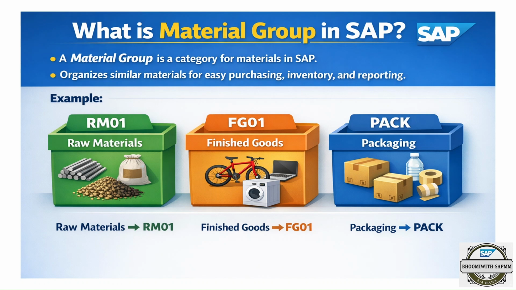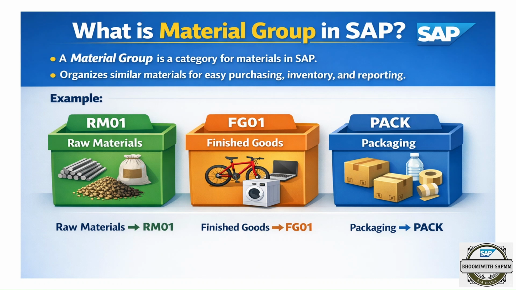For example, first, RM01 raw material: steel rod, grain, basic input material. Raw materials are items used in the production process. Second, FG01 finished goods. Finished goods are the final product sold to customers. For example, bicycle, laptop, washing machine.